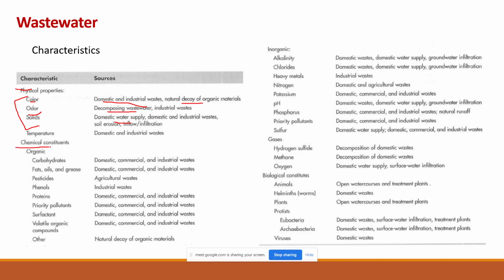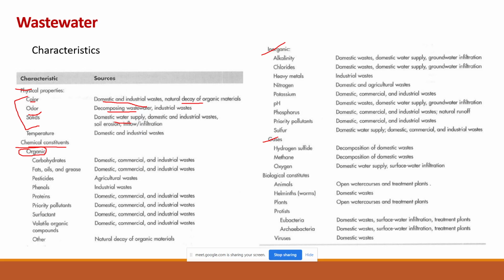Now, when we talk about chemical constituents, they will basically be organic chemicals, inorganic chemicals, and there can be gases. So these characteristics are quite similar to what we studied regarding pollutants, right? Because obviously the pollutants present in the wastewater will ultimately define the characteristics. We already studied pollutants and their categories in the last session, so understanding this will be easier for you. You can just simply relate it, right?